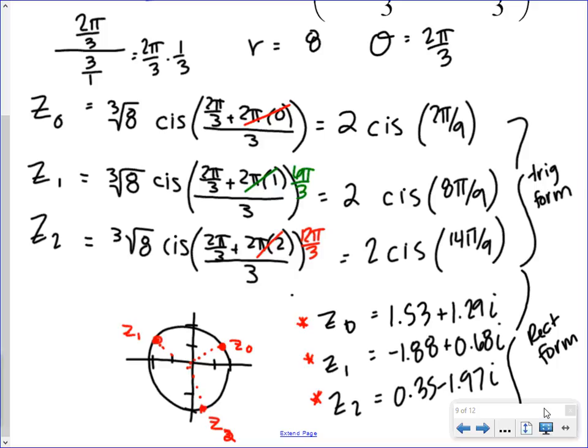So that's what it means when it says 3 distinct roots. Those are the distinct ones. If you keep going, you're just going to get the same numbers over and over again. So if I were doing 4 roots, it would split the circle up into 4 equal parts. Yep.